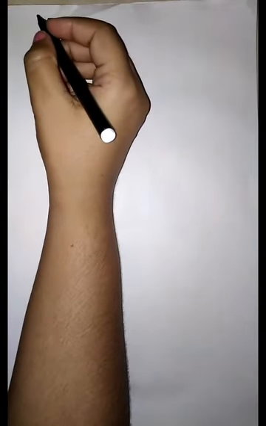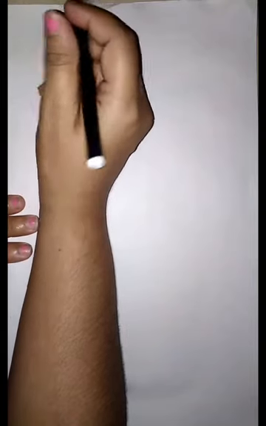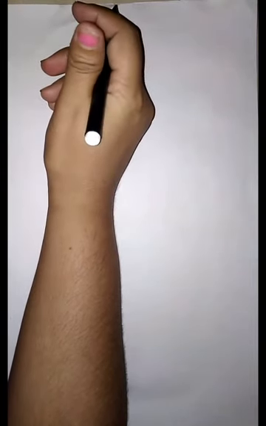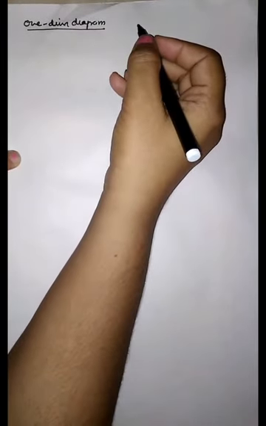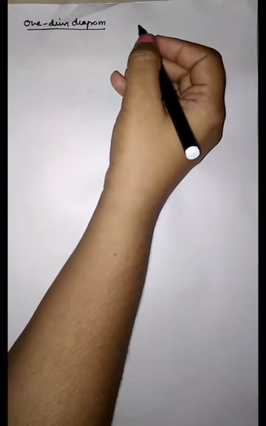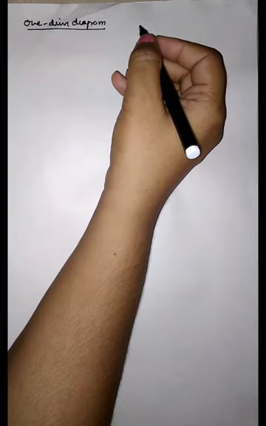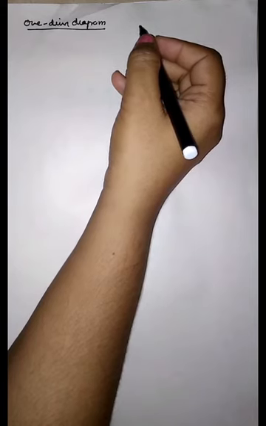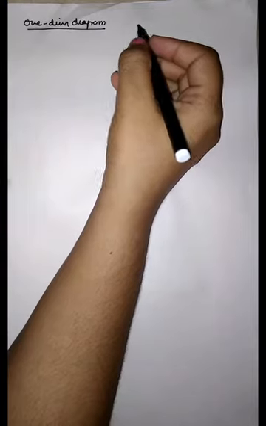First we will discuss one dimensional diagram. So write down the one dimensional diagram. Friends, these types of diagram use only one dimension. It means only length of bars and lines are taken into account. Right? This is also called a bar diagram.